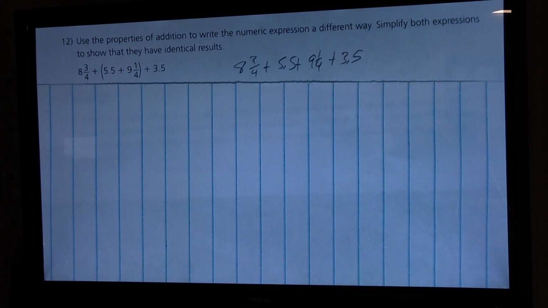When I think commutative property, I think about myself. I commute to work every day. I move from my home to my workplace every day. And when you do the commutative property of addition, you're going to be moving those addends around. And then I'm going to do the associative property because I want to add my fractions or mixed numbers together, and I want to add my decimals together. So let's go ahead and try that out.